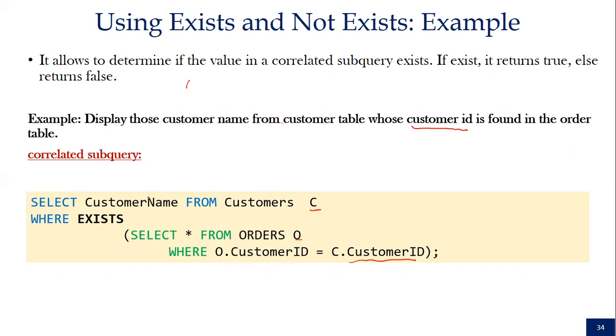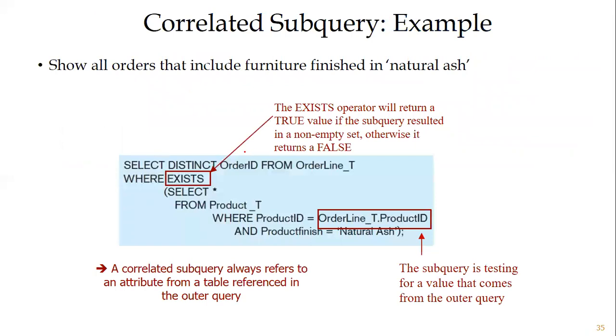Okay, so this is a simple example. Another example you can write: for the EXISTS operator, if you want to show all orders that include furniture finished in natural ash. This is just a company or place where furniture is finished. If you want to see the distinct order ID from the order line T table, we want to check whether there is an order ID for which the furniture is finished in that particular place.